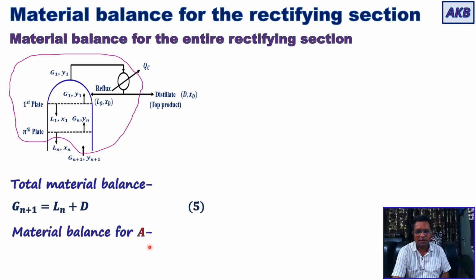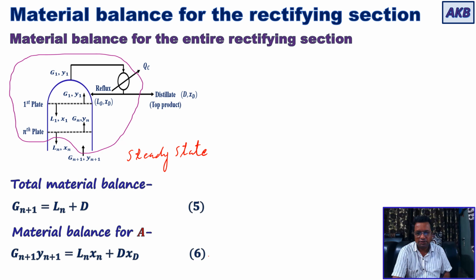Similarly, material balance for A. Why A? Because A is the more volatile component. Material balance for A at steady state. Please remember, we are not considering accumulation. So it will be Gn plus 1 into Yn plus 1, that is equal to Ln into Xn plus D into Xd. I'm calling this equation number 6.